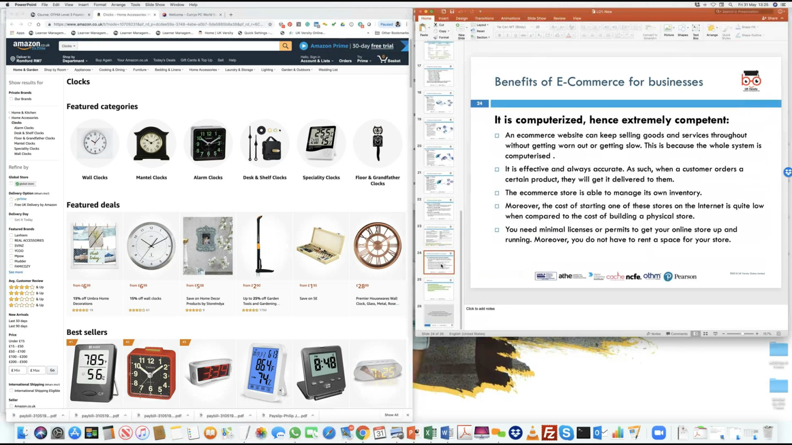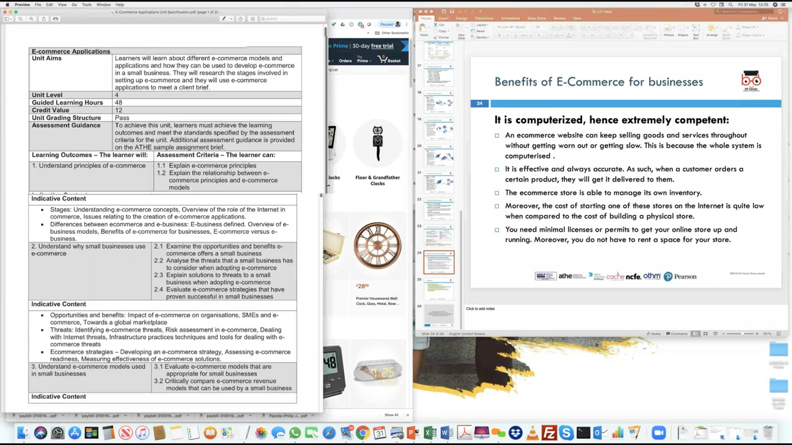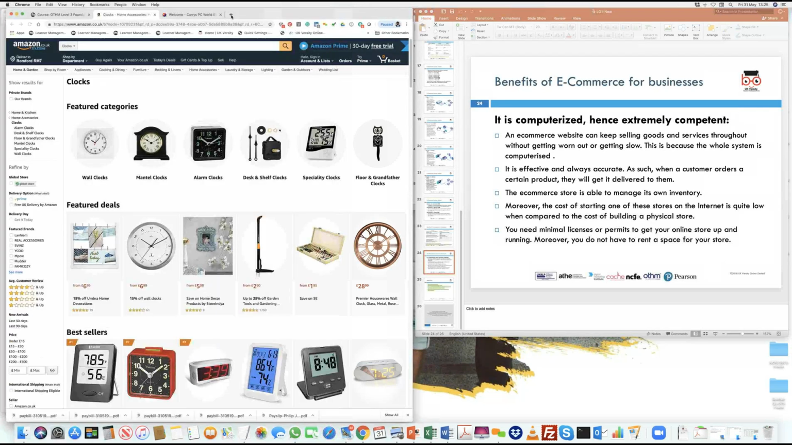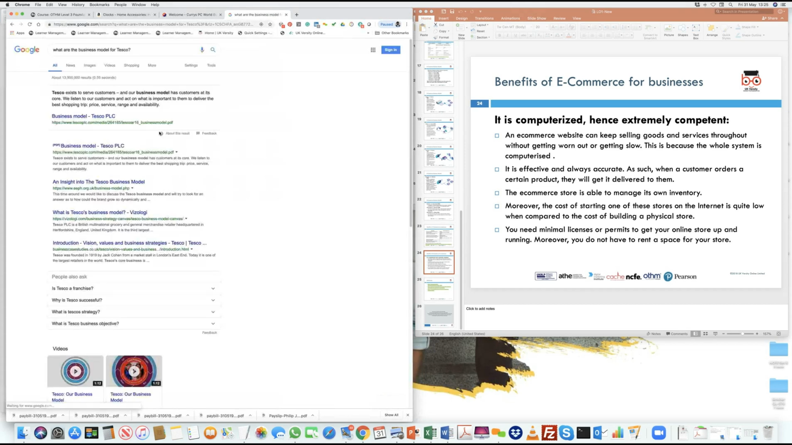And then towards the end, what we looked at was how in general e-commerce is benefiting business. And that is very clear, because this has opened up another channel. And what we see, if we do a quick search, and we do a search on what the business model is for Tesco, one of the retailers in the UK.